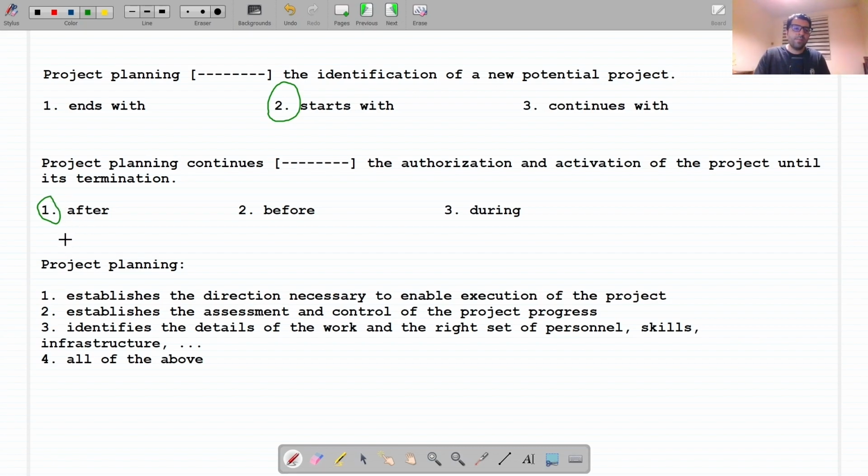Question number 3. Project planning: 1. Establishes the direction necessary to enable execution of the project. 2. Establishes the assessment and control of the project progress. 3. Identifies the details of the work and the right set of personnel, skills, infrastructure, etc. And 4. All of the above. Well, the correct answer is 4. All of the above are correct.